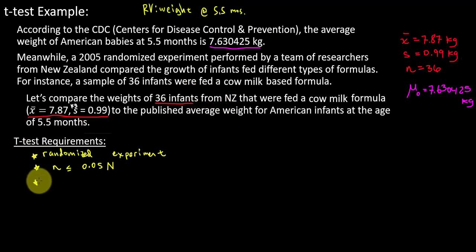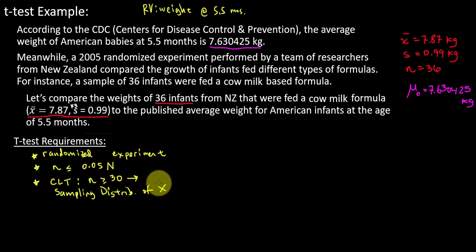And lastly, we need the sampling distribution to be normally distributed. We were not told that this data follows a normal distribution, but the central limit theorem can be implemented because our sample size is at least 30, and that assures that the sampling distribution of the sample mean, x bar, is approximately normally distributed. Those are important requirements for the validity of the t-test.